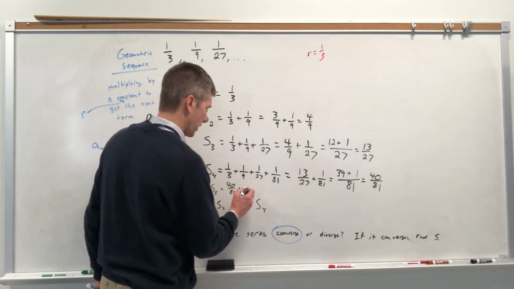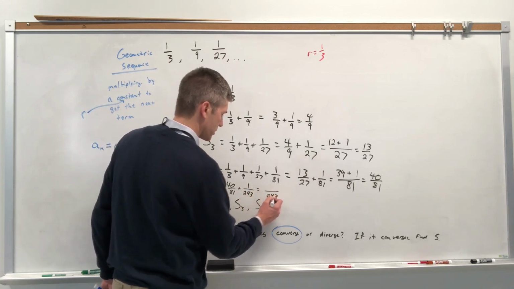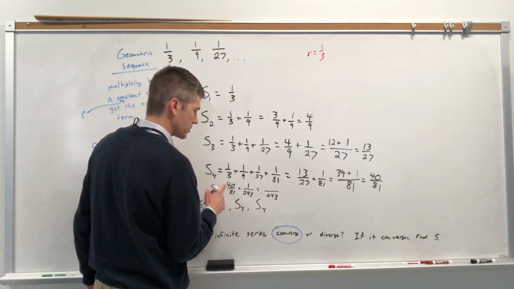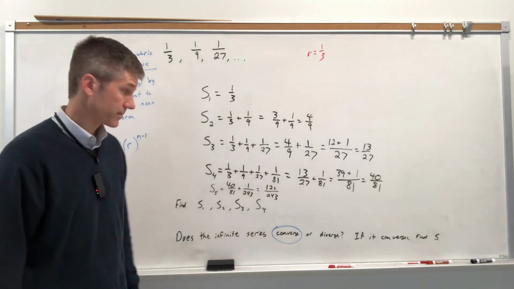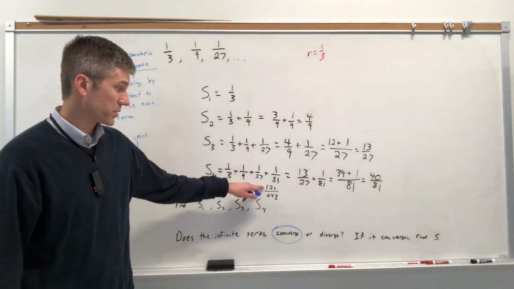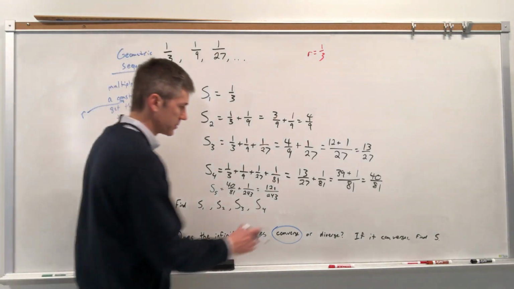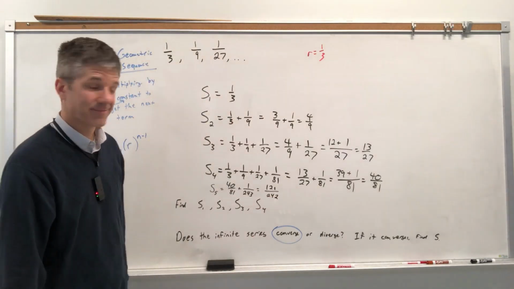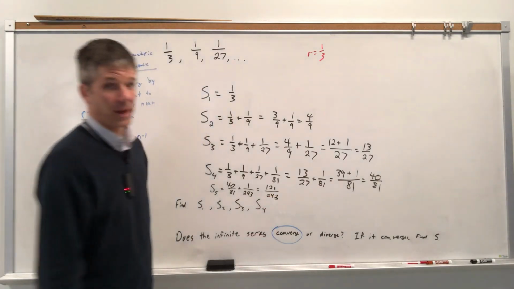So 1 over 243, which would give me 243 is the denominator, and triple that is going to give me 121. 121 over 243. Okay? What's that close to? Let me show you. And don't do this because it's illegal. What's that? That's a half. We're not that far from a half.